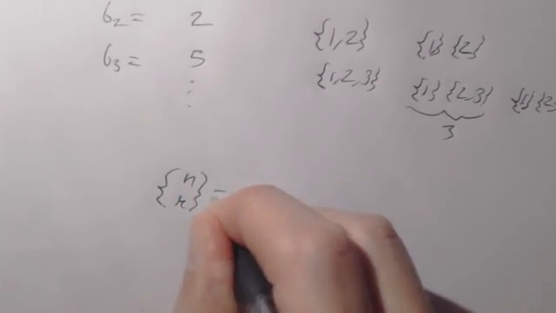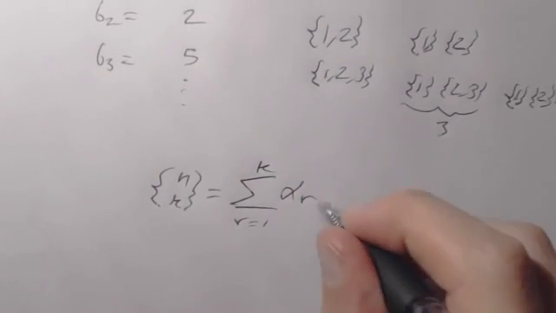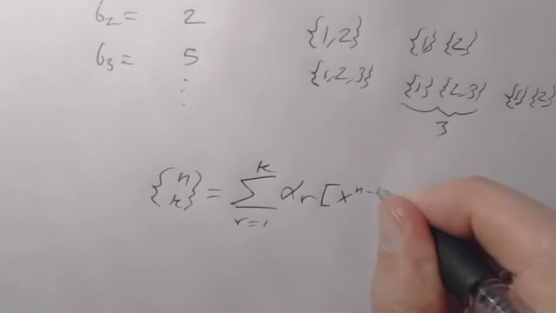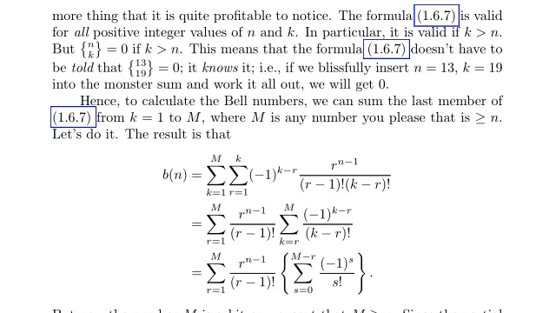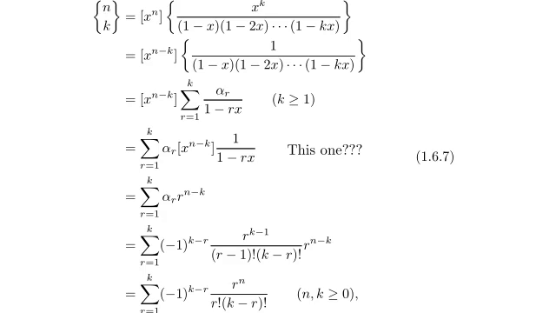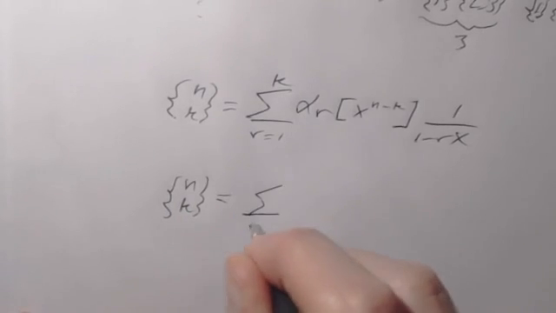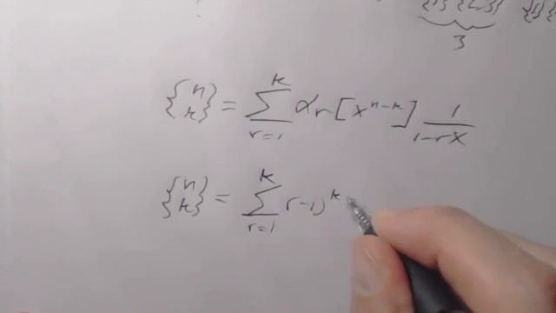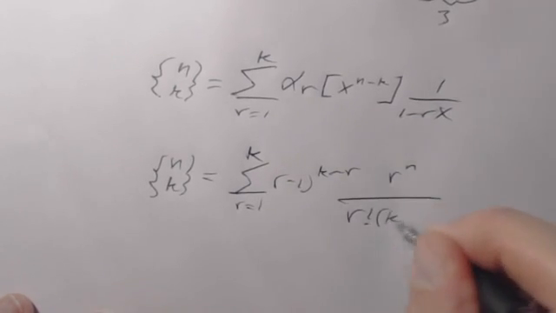So {n k} is equal to the sum from r equals 1 to k of alpha r times x to the n minus k of 1 over 1 minus rx. Right. So let's go back to where we were. I'm curious whether 1.6.7 refers specifically to this line, or to the entire equation block. Perhaps it's the entire block, and it means the formula we get at the end. So I'm going to write that out as well: {n k} is equal to the sum from r equals 1 to k of minus 1 to the k minus r, r to the n, over r factorial times k minus r factorial.